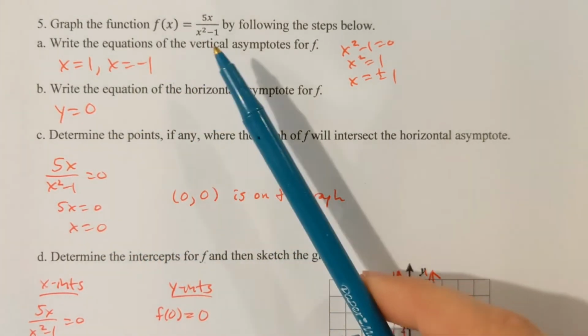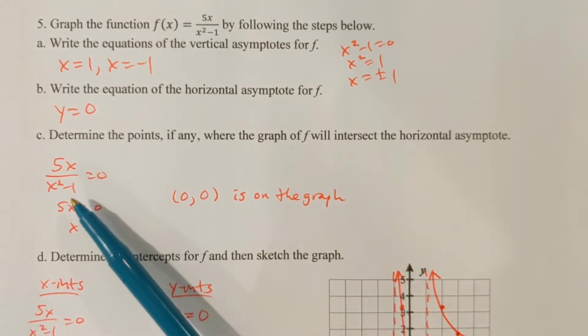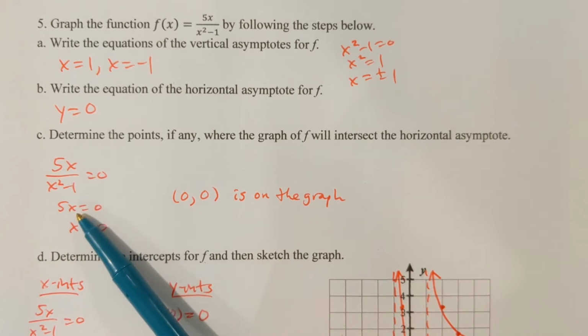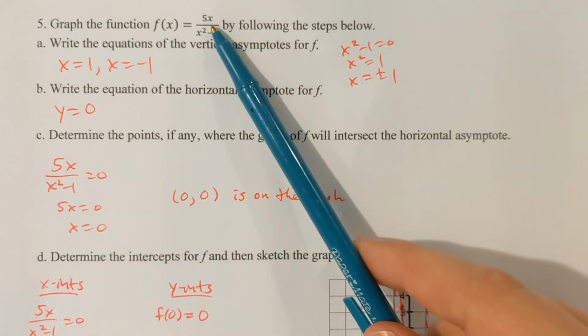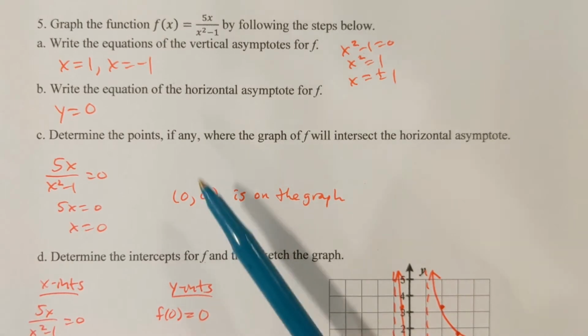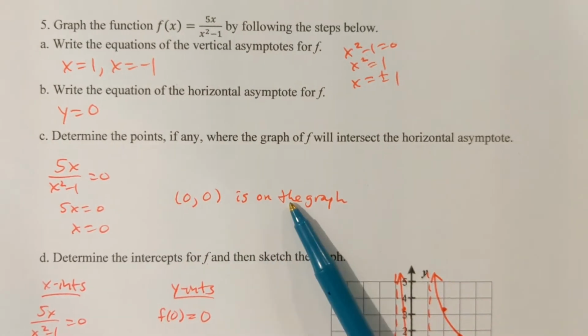If I set the function equal to the asymptote here and solve, multiply both sides by x squared minus 1, that'll clear out the fractional form on the left. 5x equals 0, divide by 5, that means that x is 0. If x is 0, and you plug that into f, you get y equals 0. So even though we're going to have a dotted line at y equals 0, we still want to make sure that the point (0, 0) is on the graph.